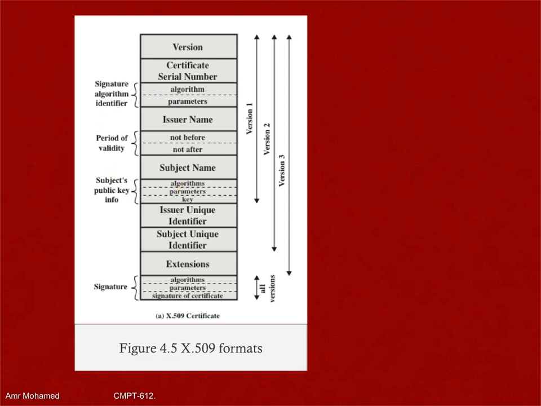Again, this part, to me, looks redundant. So the issuer name is the name of the entity that issued that certificate, or the certificate authority name. And this is the user name. The user name, Bob. So here are normal names.